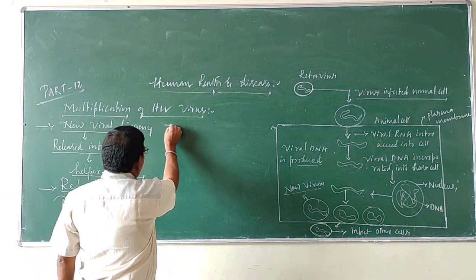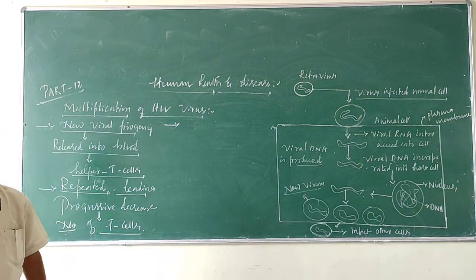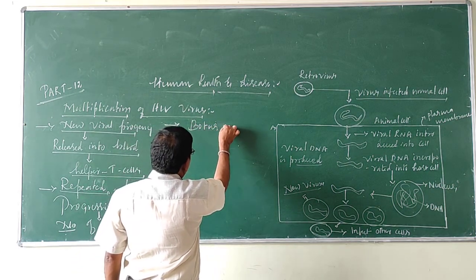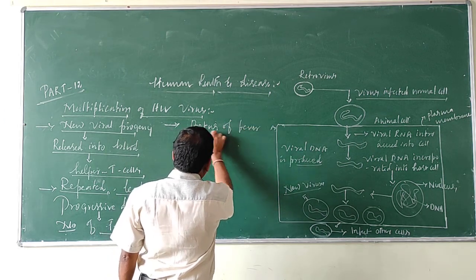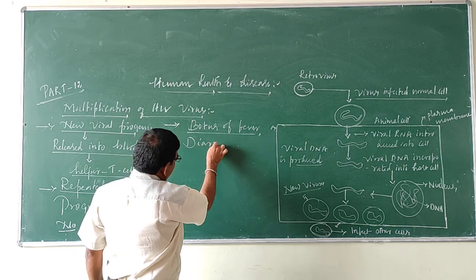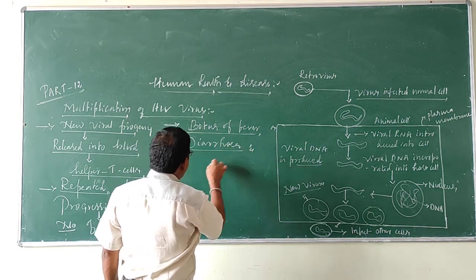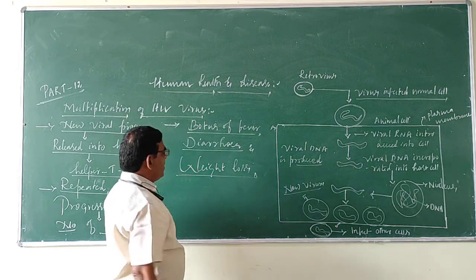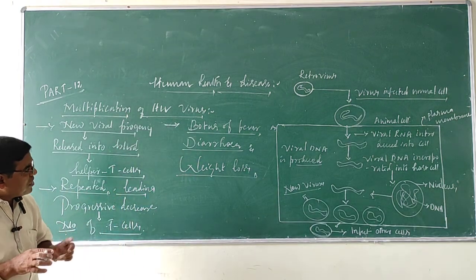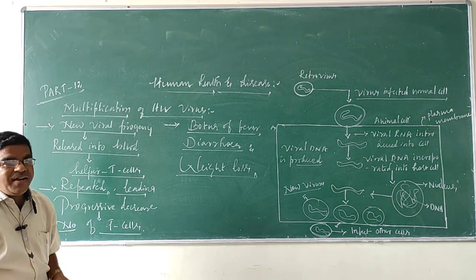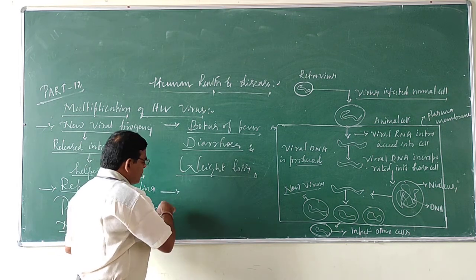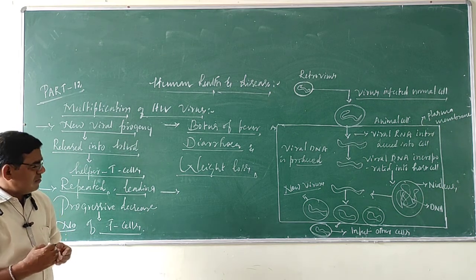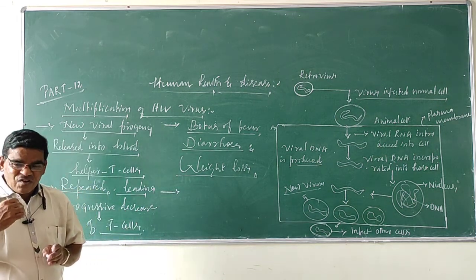In this period, the patient suffers from bouts of fever, diarrhea, and weight loss. So this process goes on continuously. Gradually, the number of T lymphocytes decreases.